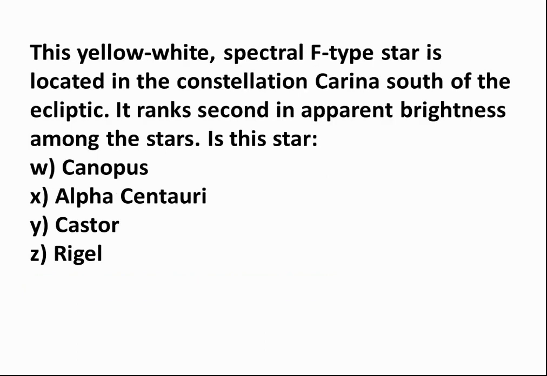This yellow-white, spectral F-type star is located in the constellation Carina south of the ecliptic. It ranks second in apparent brightness among the stars. Is this star W. Canopus. X. Alpha Centauri. Y. Castor.